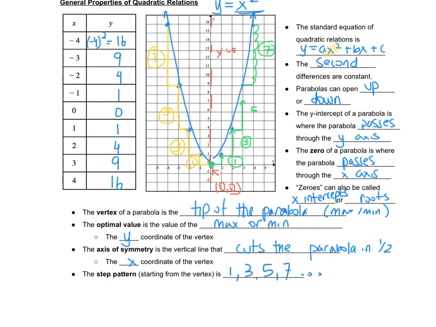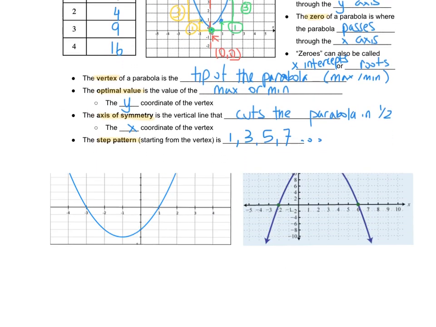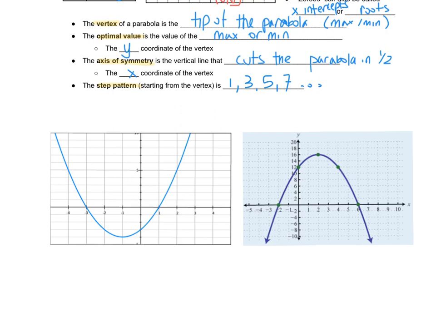So just to go over those key features, we have the y-intercept, that is important, the zeros, the vertex, the optimal value, which is the highest or lowest, and the axis of symmetry, and then the step pattern. Now let's just practice identifying these on two more parabolas.